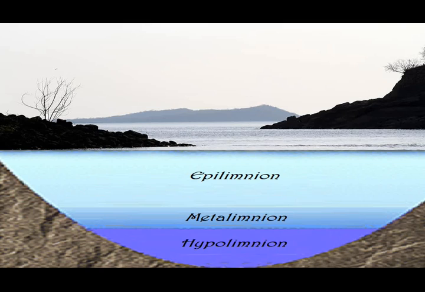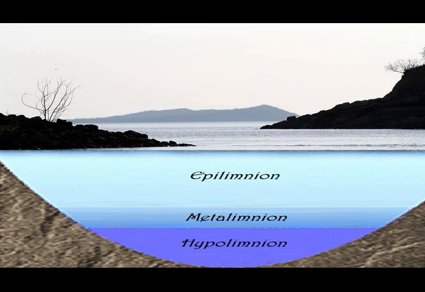The next layer is the metalimnion. Metalimnion is also known as thermocline. This is the intermediate zone between the upper and bottom layer of water bodies. This layer shows vertical temperature change.